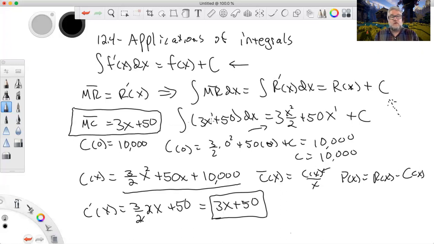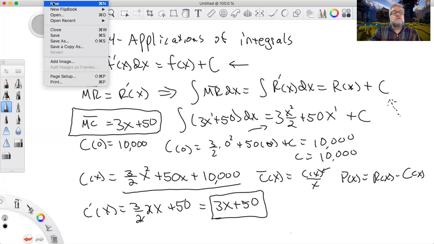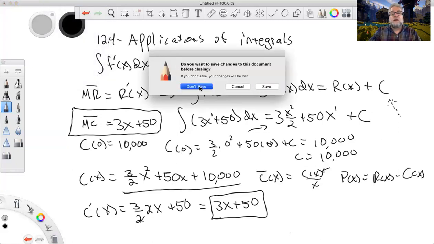So I did the integral, the antiderivative, and got the function. Then I did the derivative, and I went back to where we started from again. The integral is the antiderivative. It can undo the derivative. Okay, let's do another problem.